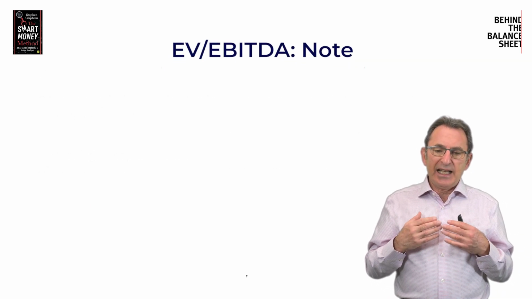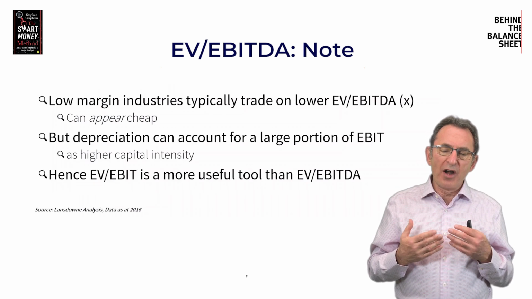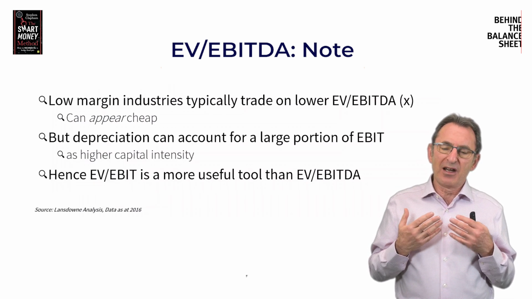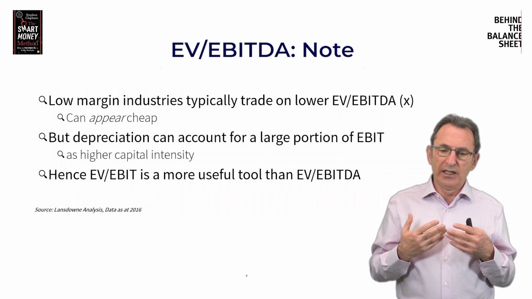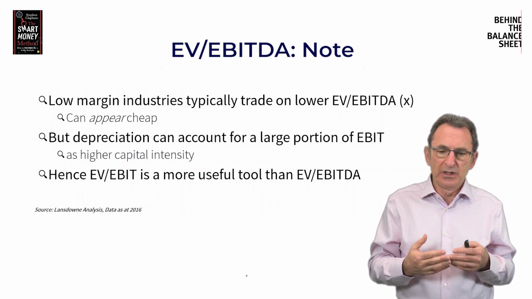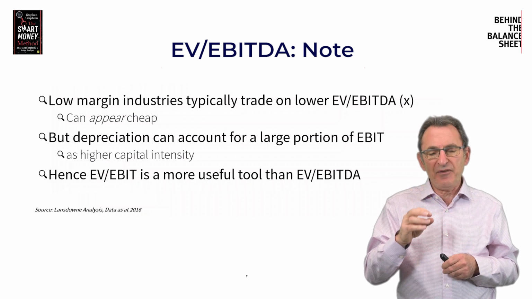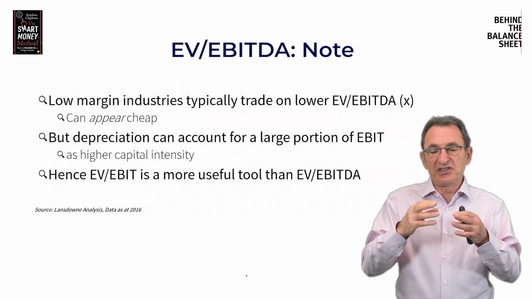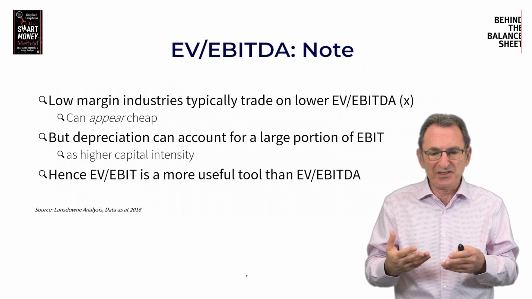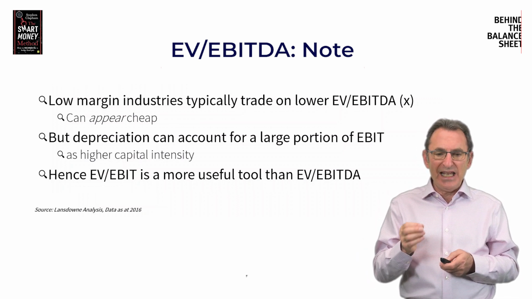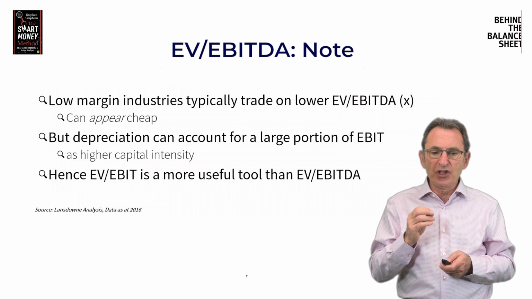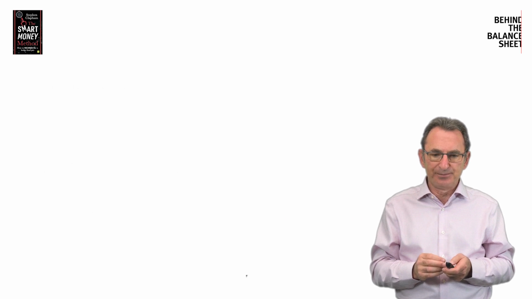You need to be slightly careful because low margin industries can often appear cheaper on EV/EBITDA because they've got a lower multiple. But remember that depreciation can be a more significant component because these businesses often have a higher capital intensity. And that's why EV to EBIT is a more useful tool than EV/EBITDA.